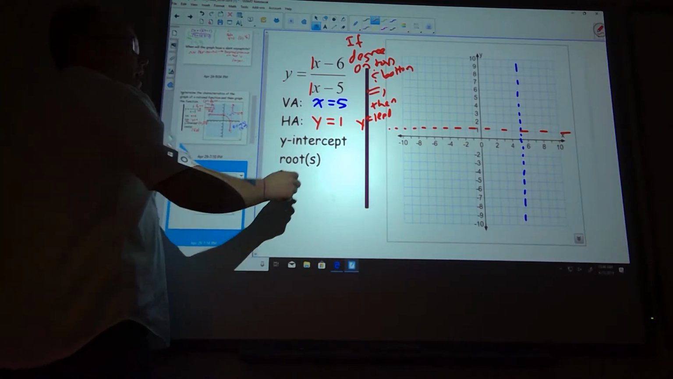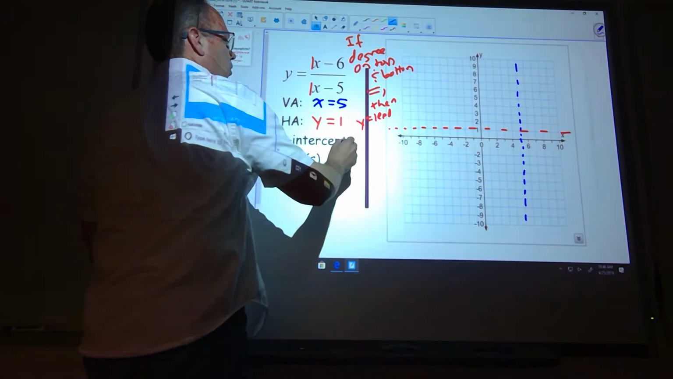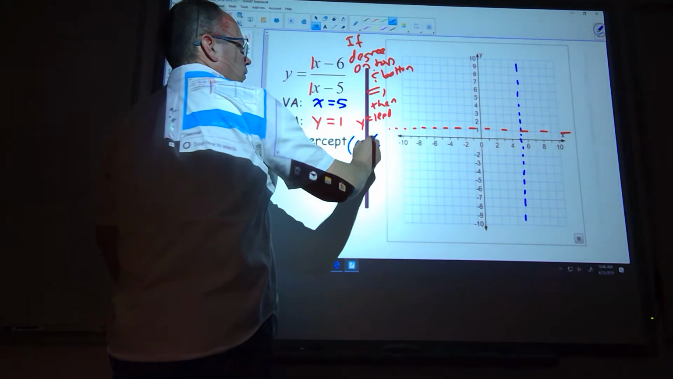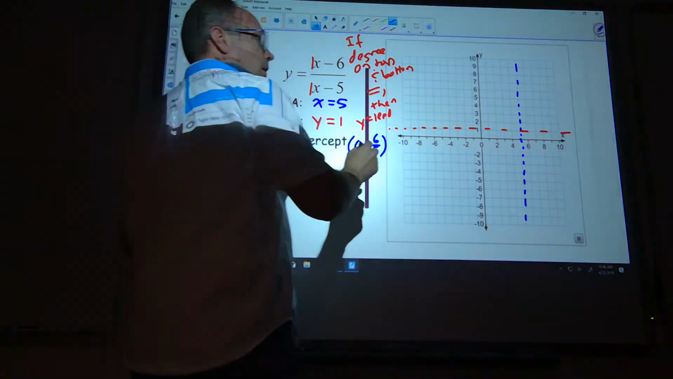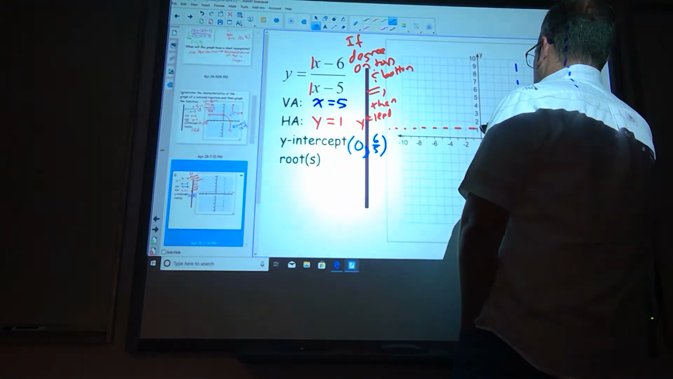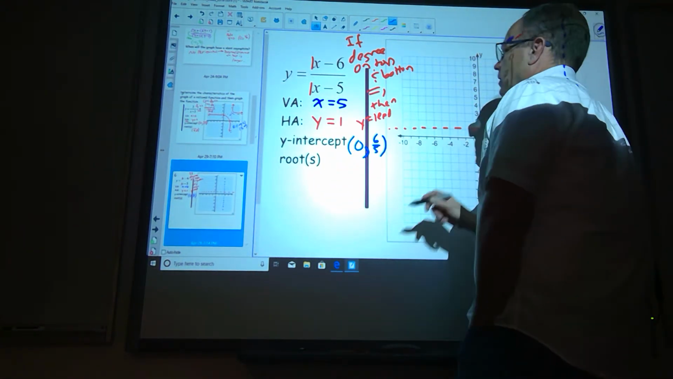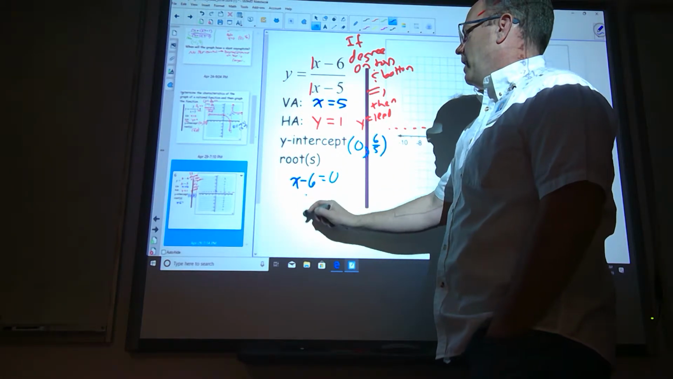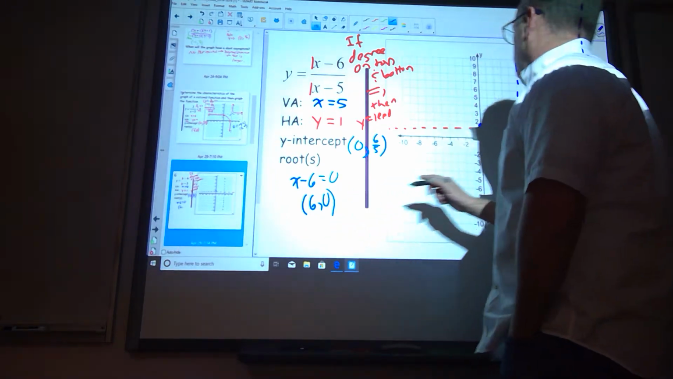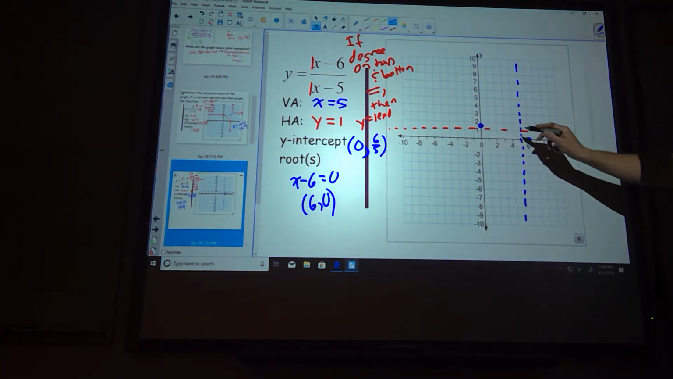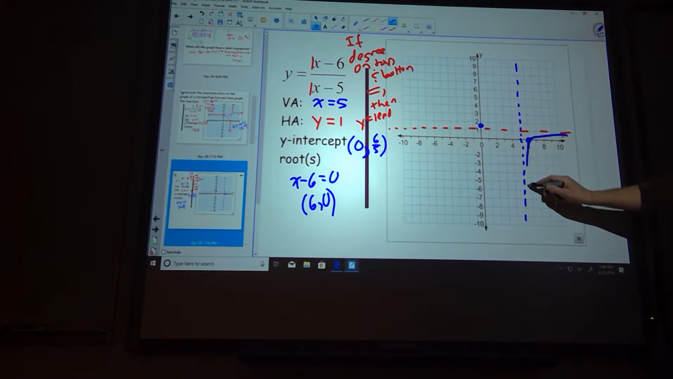Y-intercept. I'll figure it out tomorrow. Y-intercept is negative 6/5 over negative 5. Yeah, right. So 0, 6/5, which is like here. Roots. So x minus 6 equals 0. So at 6 comma 0 is a root. So because I have that point there and that point there, I know this is what my graph's going to look like.